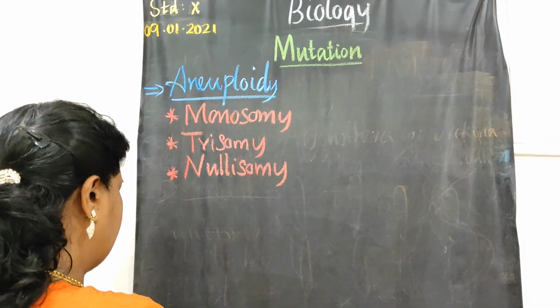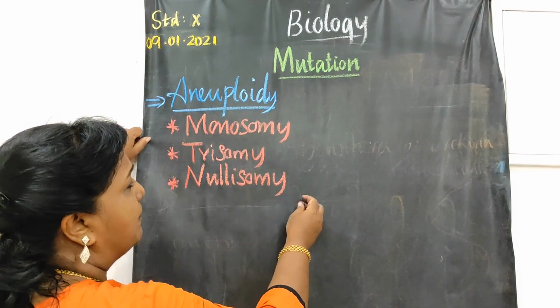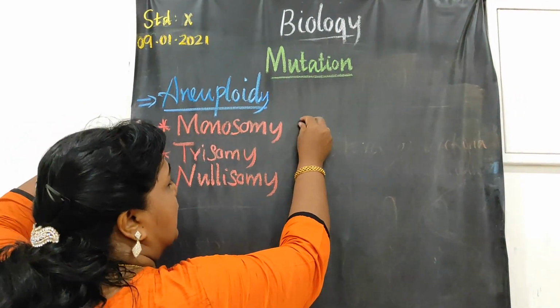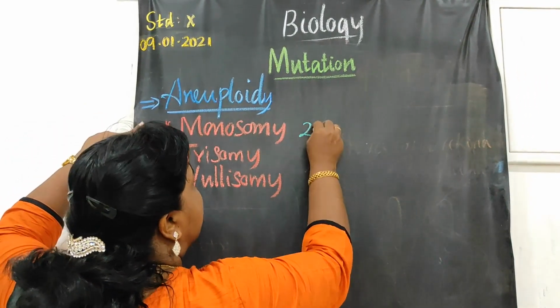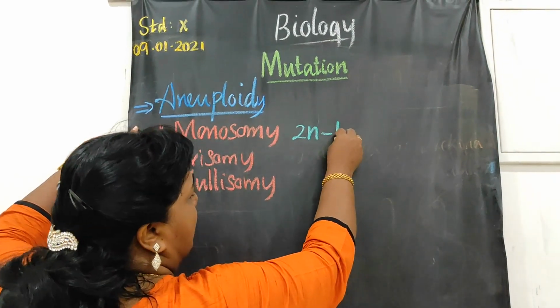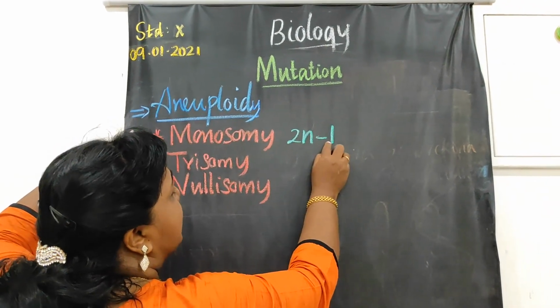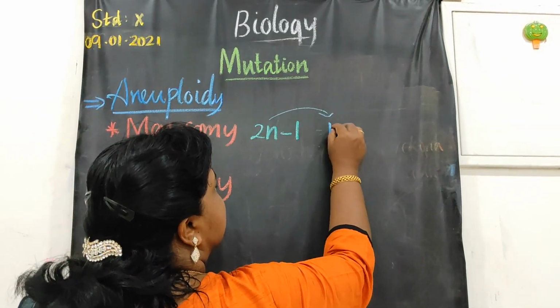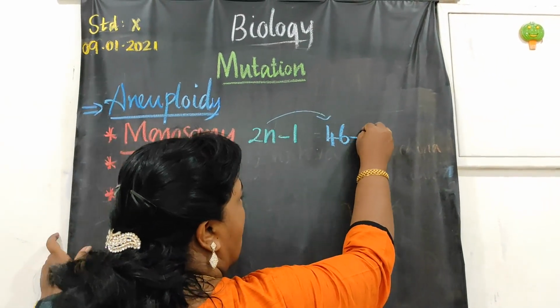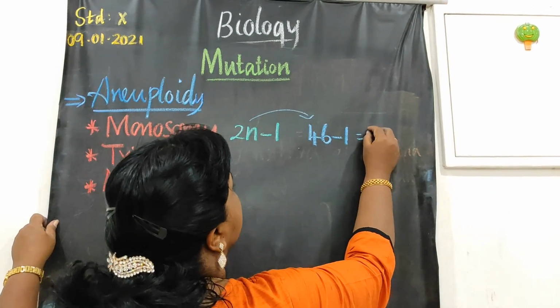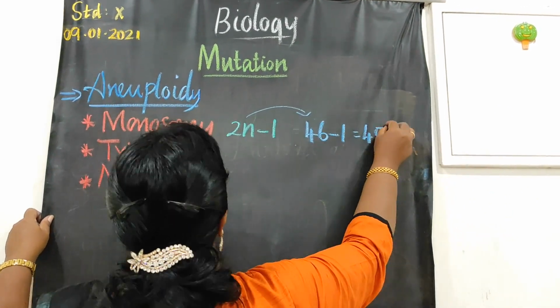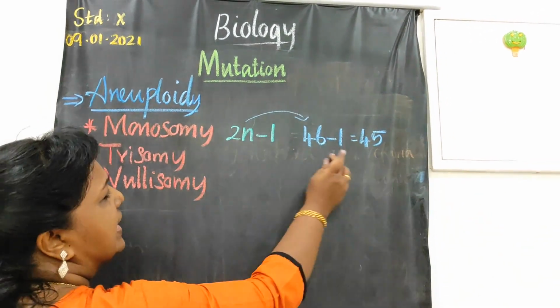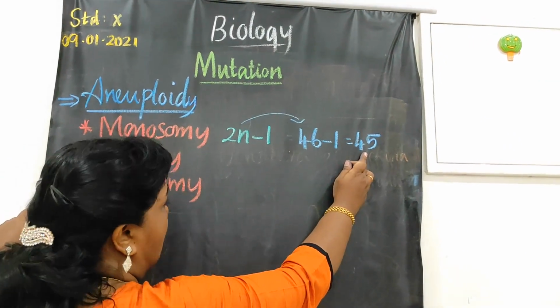So see here, in monosomy, the normal diploid chromosome number, 2n, minus 1. That is 2n minus 1. 2n means what? 46, isn't it? 46 minus 1. So here there are only 45 chromosomes. So in monosomy, there are only 45 chromosomes.